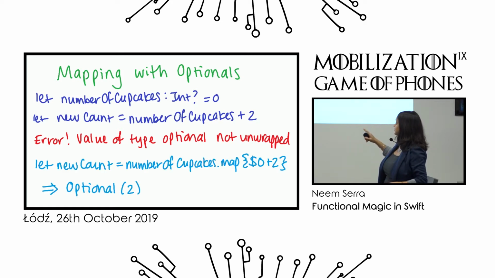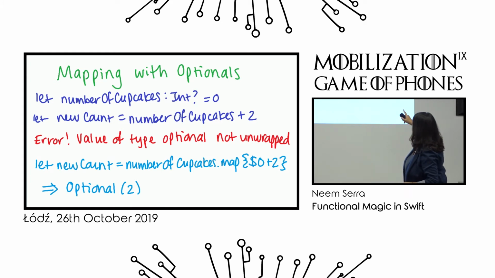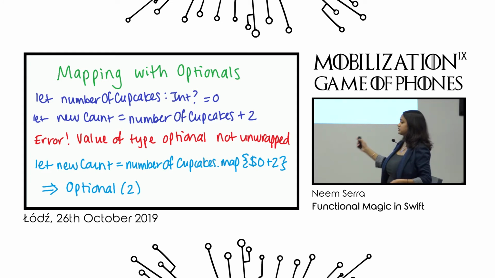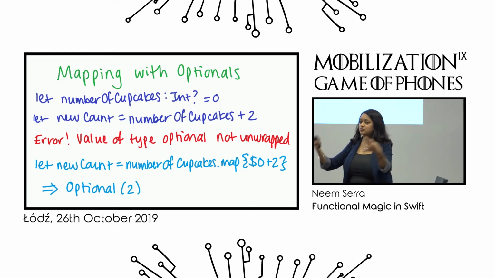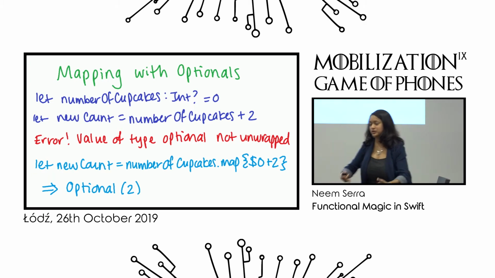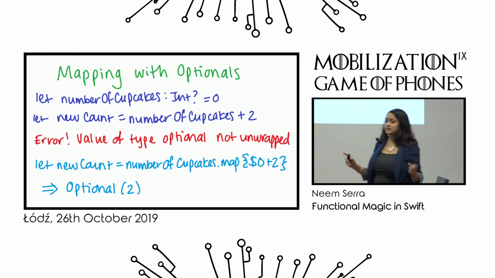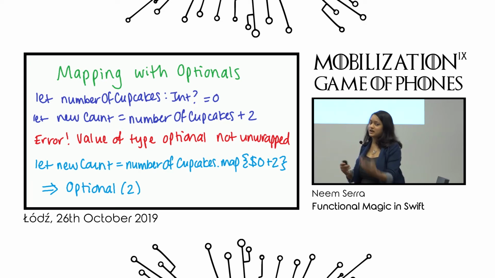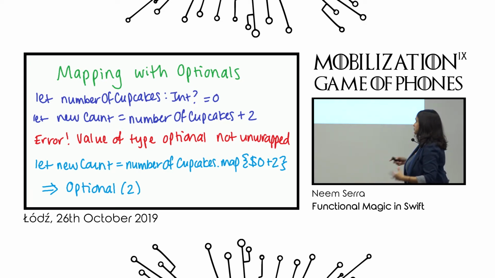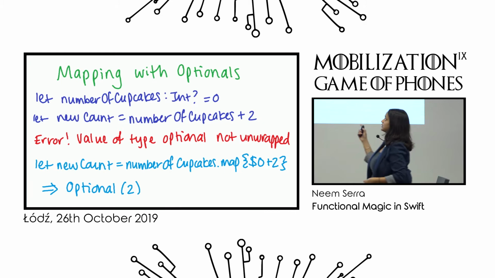So what you can do is number of cupcakes.map, and you could add it inside of here, and it will return to you an optional 2. So basically, it unwraps something, it does whatever function, and then it rewraps it for you, which is pretty nice. You can use this in all sorts of places so that you don't have to keep doing if let and unwrapping things. It will just automatically do it for you and then rewrap it.